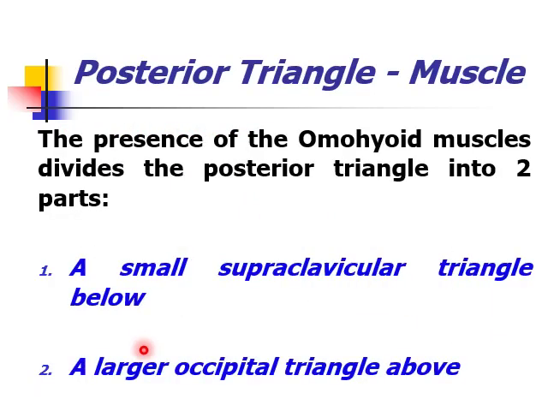Also, the presence of the omohyoid within the posterior triangle as a content of it divides the posterior triangle incompletely into 2 other spaces. A small supraclavicular triangle that is present below, just above the clavicle, and another larger one that is situated just above the muscle at the rest of the triangle. This one is called the occipital triangle, and it's situated above.